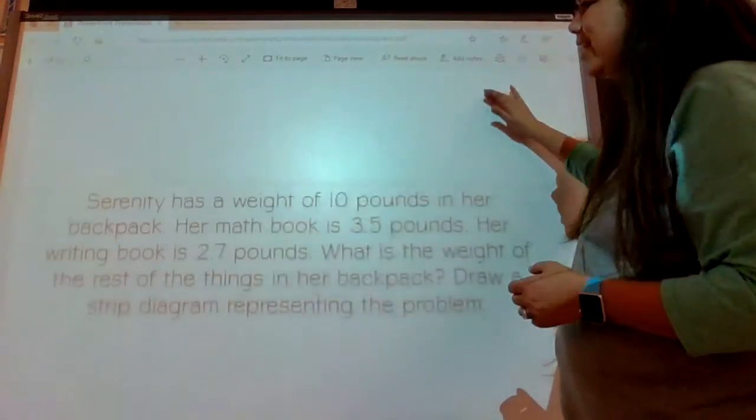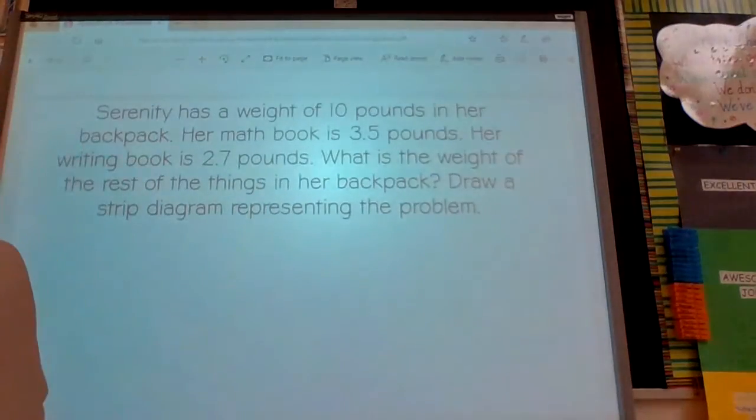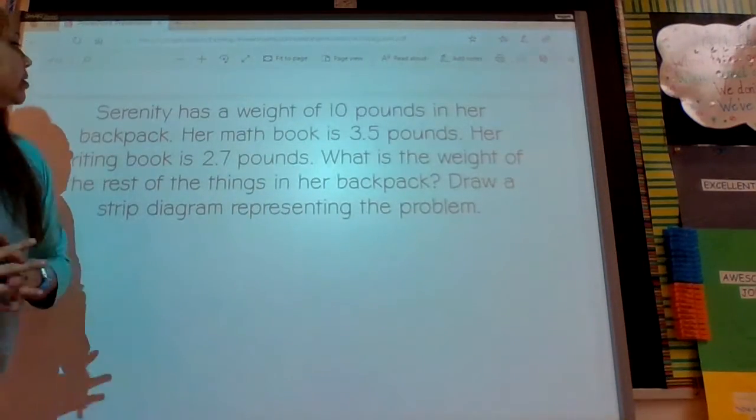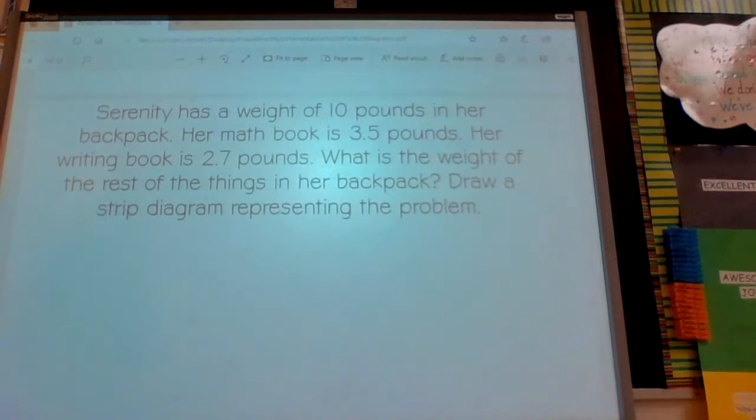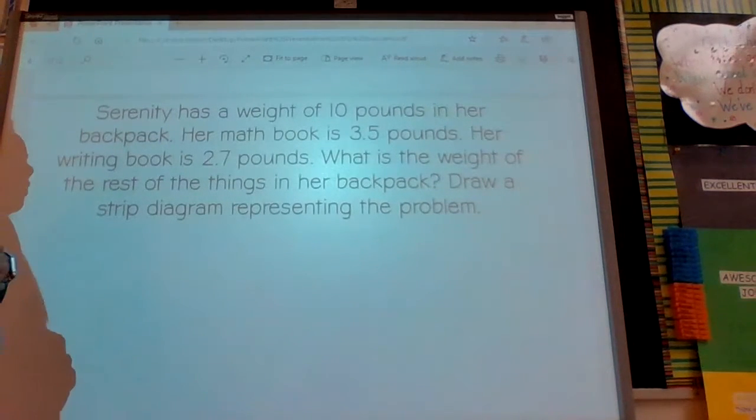And I think that there is one more I wanted to share with you and do with you. Yes. This one is Serenity has a weight of 10 pounds in her backpack. Her math book is 3 5/10 pounds. Her writing book is 2 7/10 pounds. What is the weight of the rest of the things in her backpack?